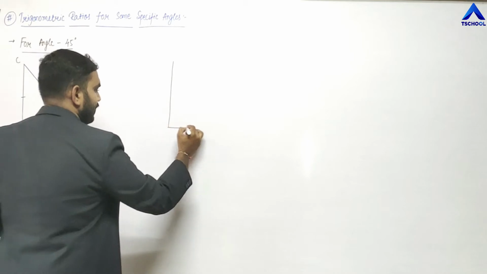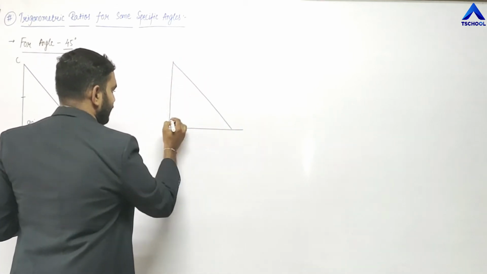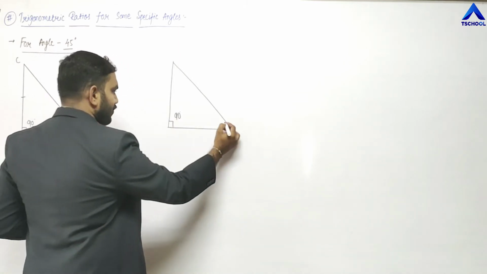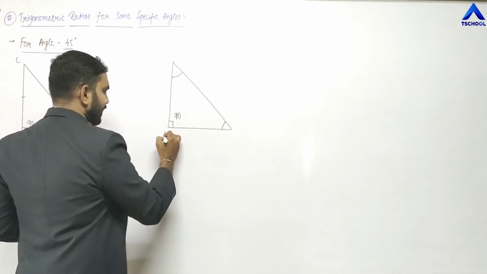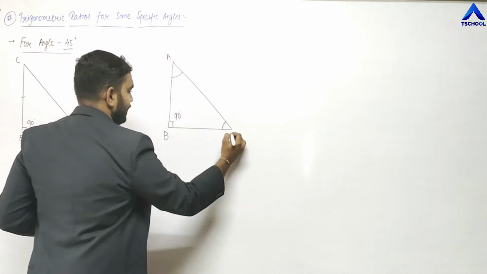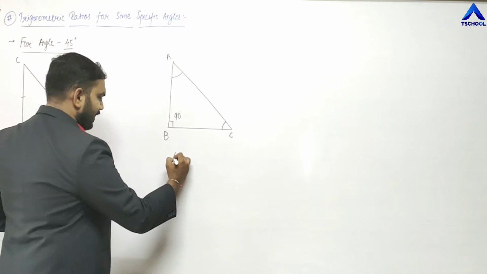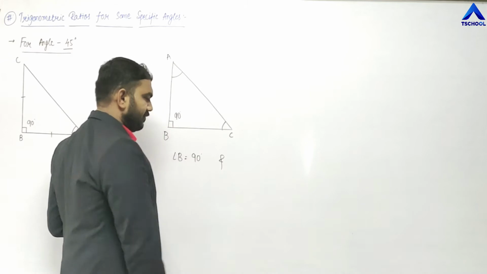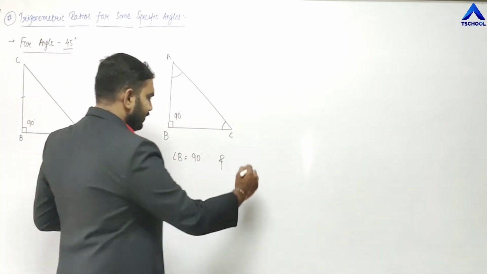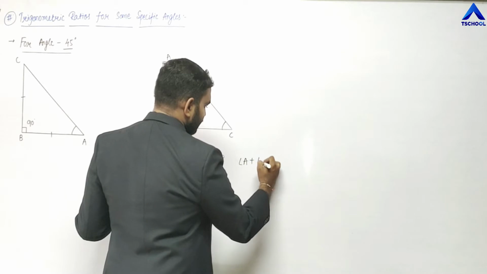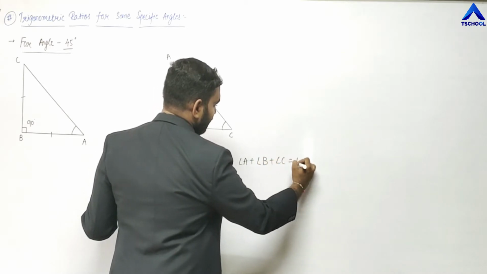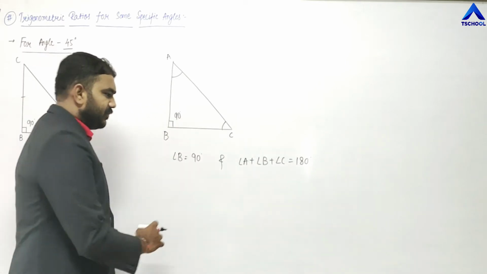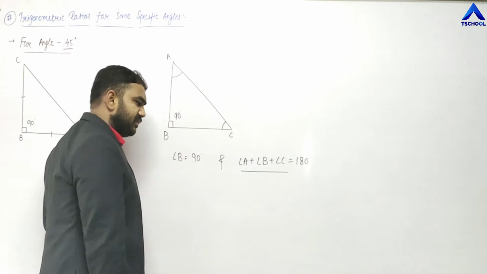Suppose we have a right angle triangle, that means one of the angles here would be 90 degree, as we all know, but we don't know what these two angles will be. Suppose I name this as B, this as A and this as C, so we know that angle B is equal to 90 degree. And one more thing, we know that in triangle ABC, angle A plus angle B plus angle C is equal to 180 degree, because of the angle property: the sum of all the angles of a triangle is 180 degree.